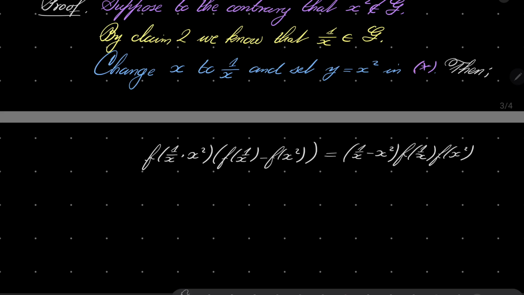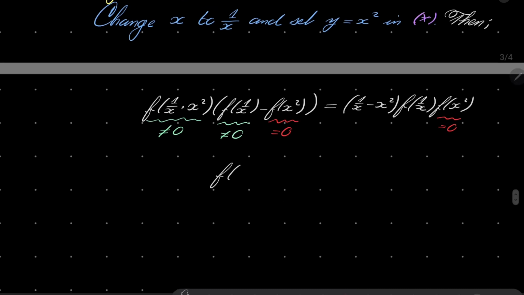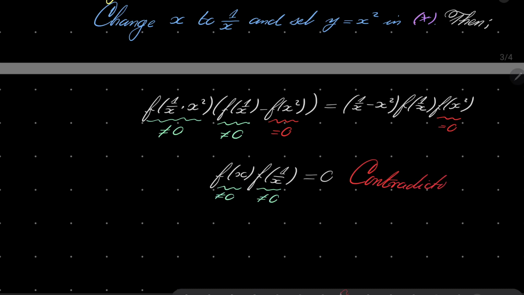And now let's take a look. Here we have this part right here is f of x, and f of x is assumed to be not 0. f of 1 over x is also not 0. f of x squared, we assume that it is 0. And here we have f of x squared once again. So we have this equation. f of x, f of 1 over x is 0, and we have a contradiction because once again this is not 0, this is not 0. Contradiction. Once again, which closes the proof of my final claim.